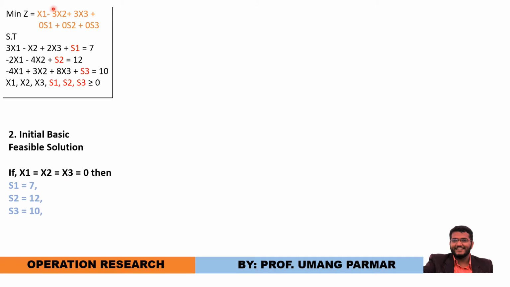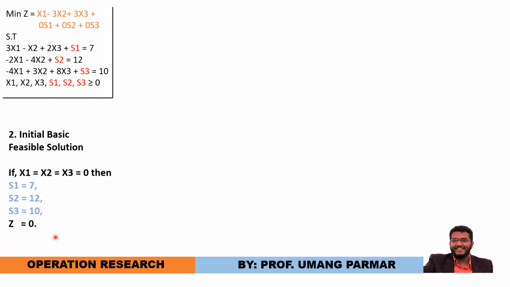When I put all the values of x1, x2, x3, s1, s2, s3 in the function of Z, then we get the value of Z equal to 0. So this is our first solution, the initial basic feasible solution: x1, x2, x3 values as 0, s1, s2 and s3 values are 7, 12 and 10 respectively, and our Z value is 0.